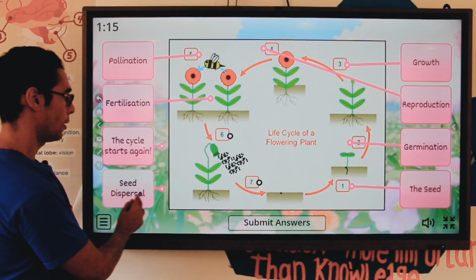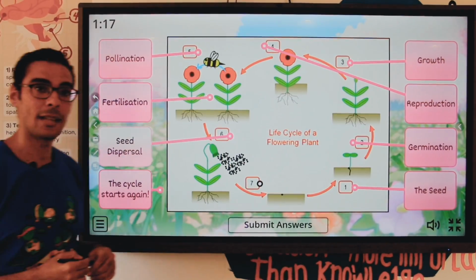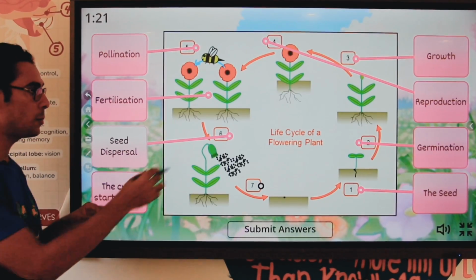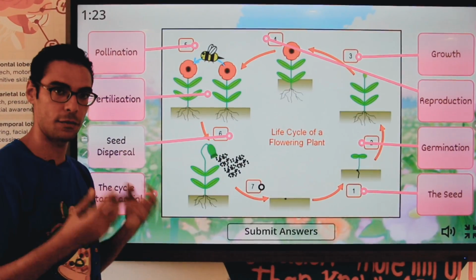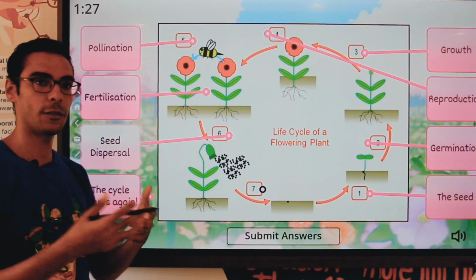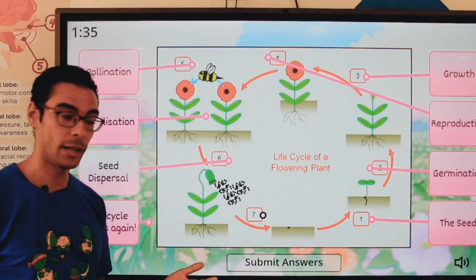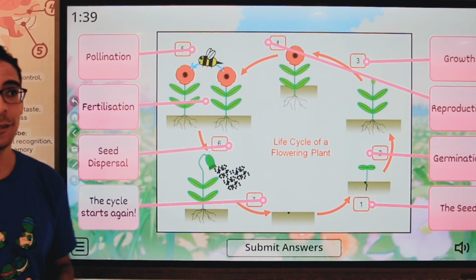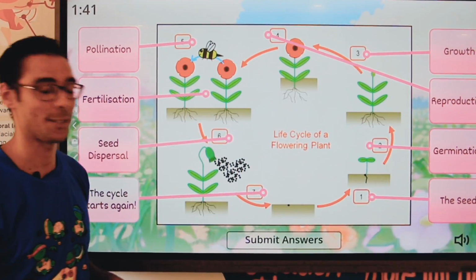Then, a really important step is going to be seed dispersal. Seed dispersal means moving the seeds. When the fruit produces seeds, these seeds might be moved from one place to another in many ways. And finally, the plant life cycle starts again. So let's check our answers.